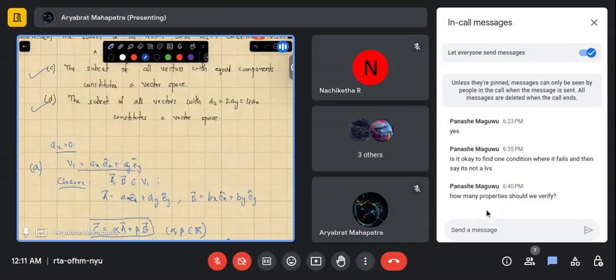Honest is asking how many properties we should verify. It's always better to check all the properties, but it would be very obvious: if you check the closure condition and identity, then it's straightforward that you will also check inverse at the same time.